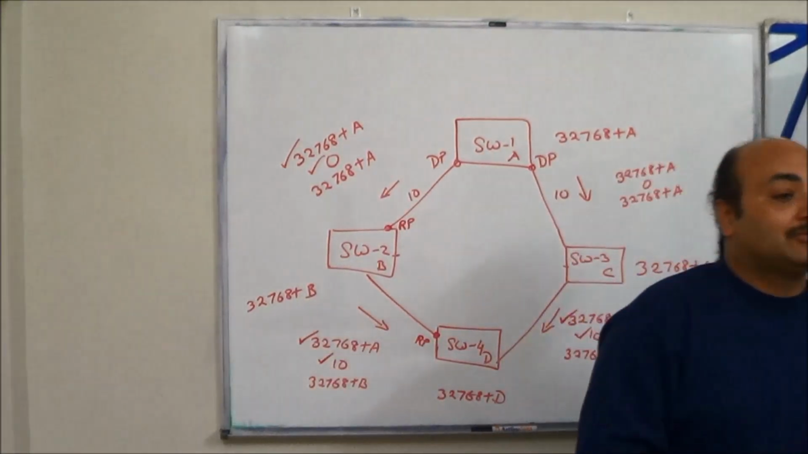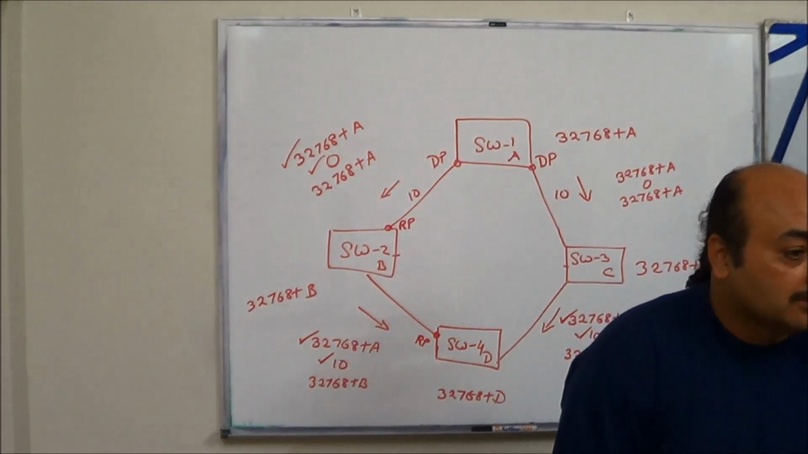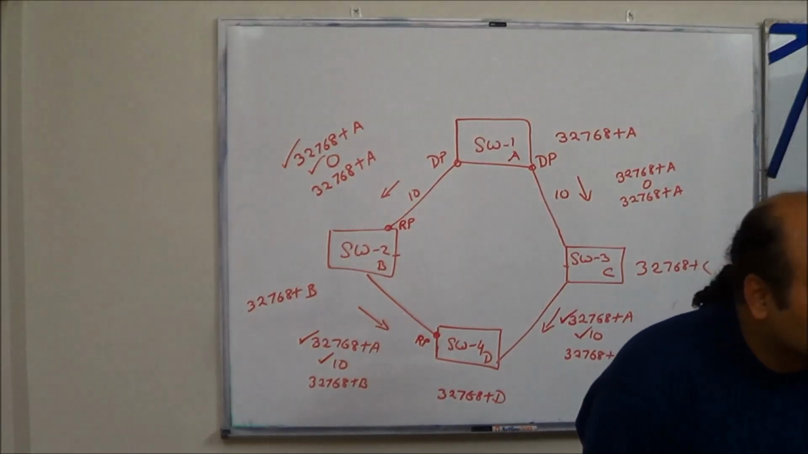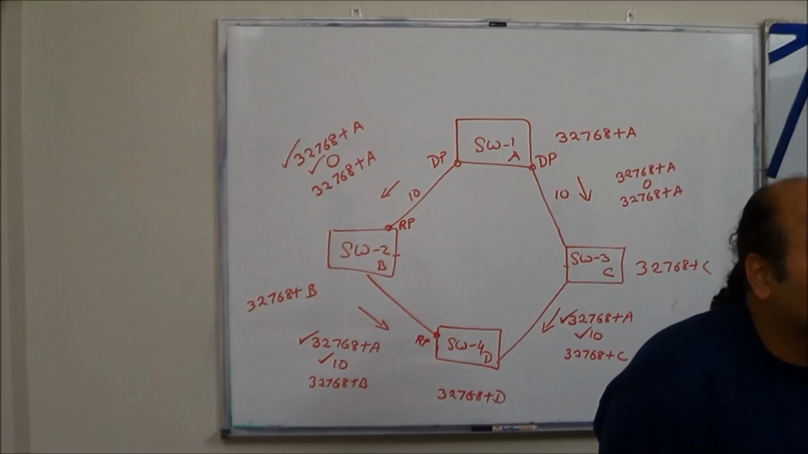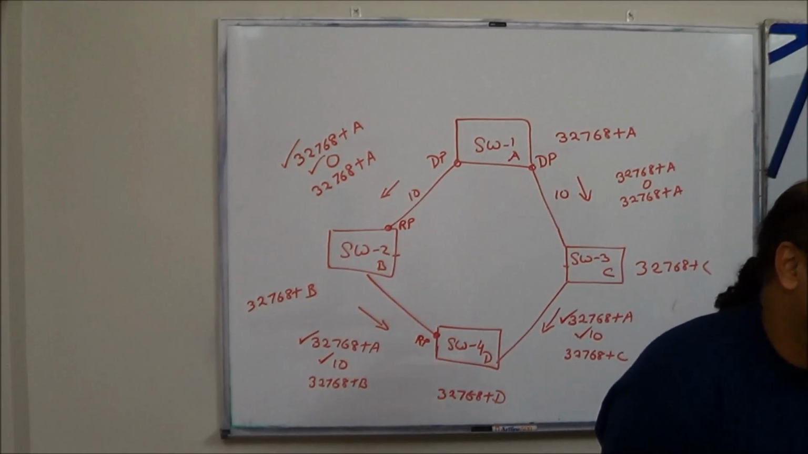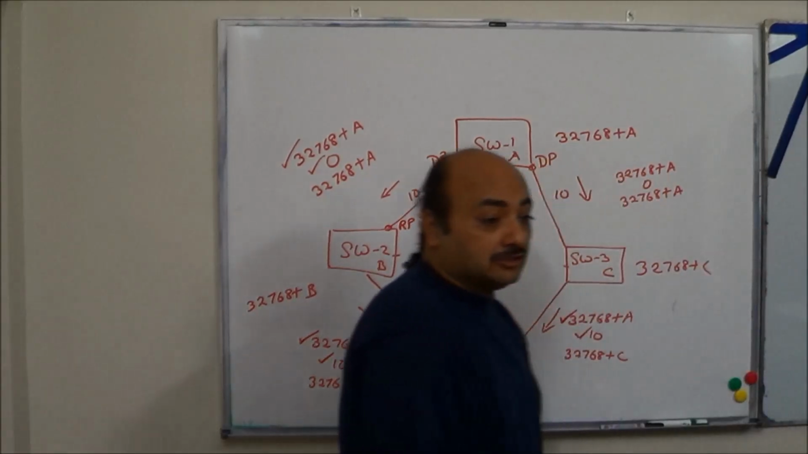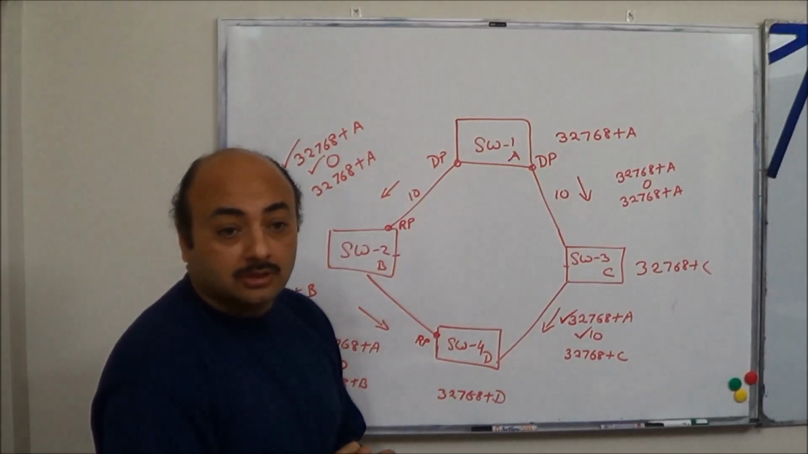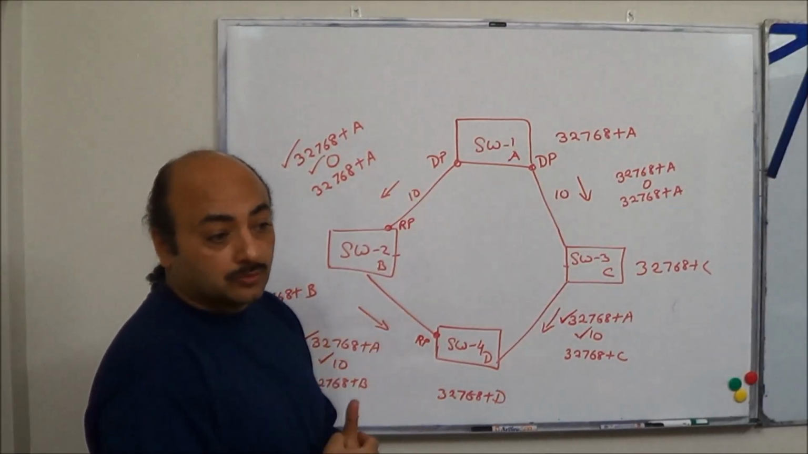So let us redefine our previous statement. Previously we had said the RP is the port which is at the least distance from the root bridge. That was true, but things have changed. The two ports are at equal distance, but we have to have only one root port.